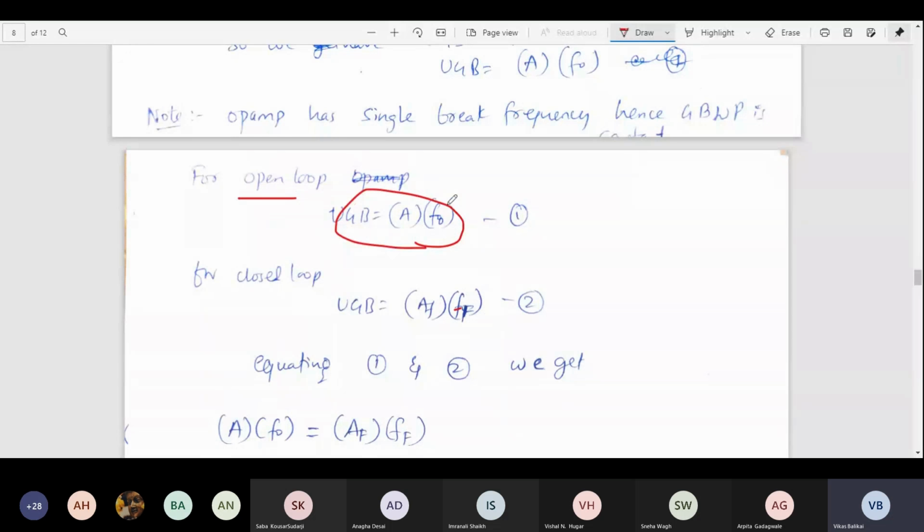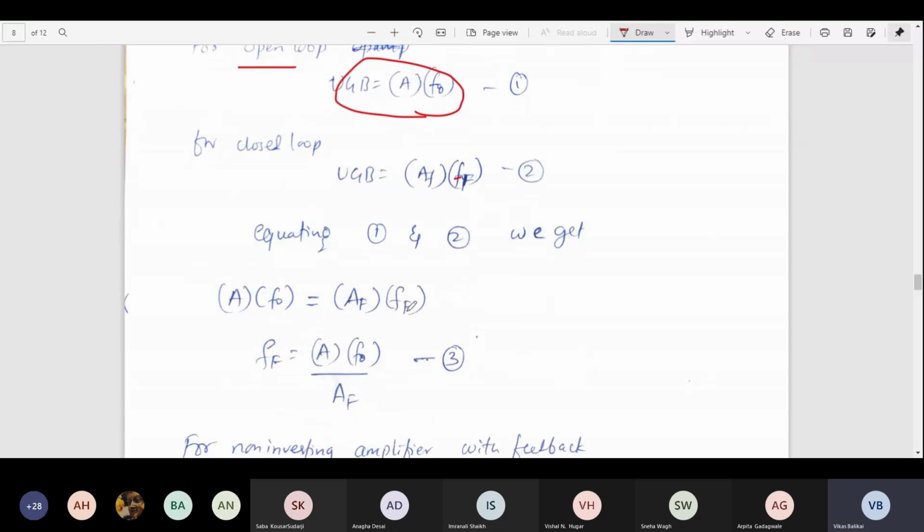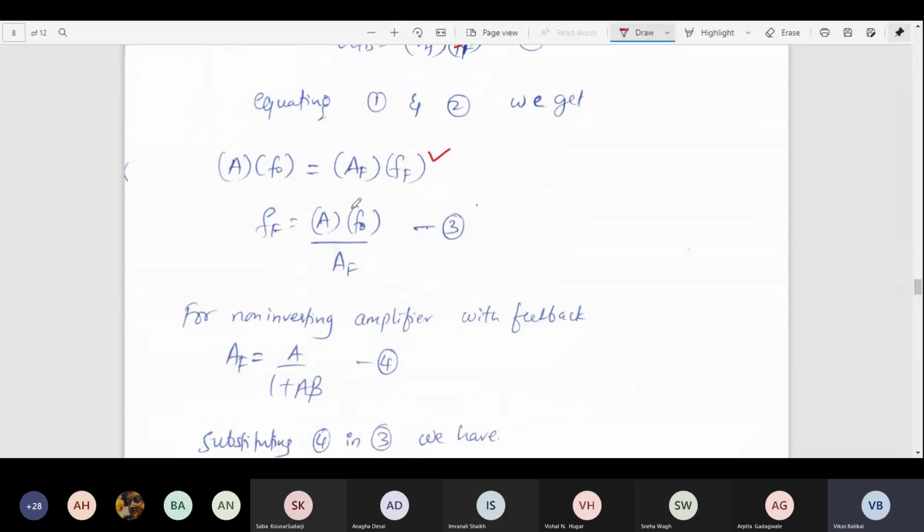Now since both are op-amps and both are amplifiers, let us try to equate them. One is the open loop unity gain bandwidth equation, and one is the closed loop unity gain bandwidth equation. If I equate them, this is what I'm going to get: A into f0 is equal to AF into FF. I'm interested in finding the break frequency of the amplifier with feedback, so I'll extract FF. FF is equal to A into f0 divided by AF. I just simplified it. This is what I'm going to get.